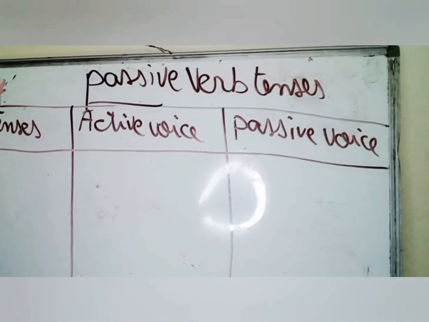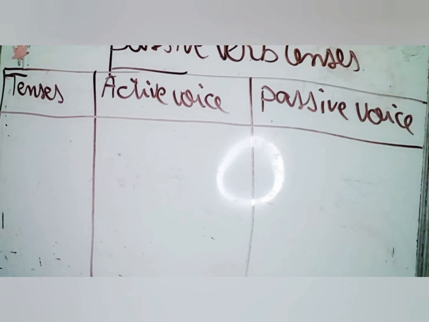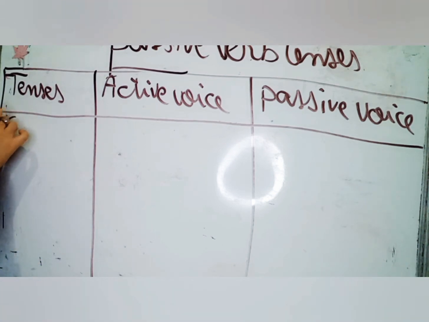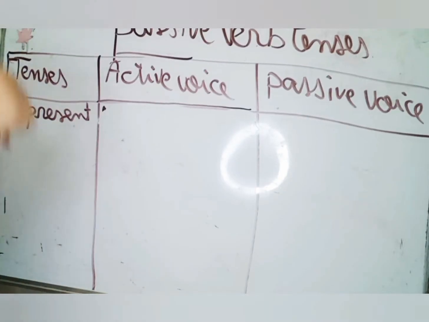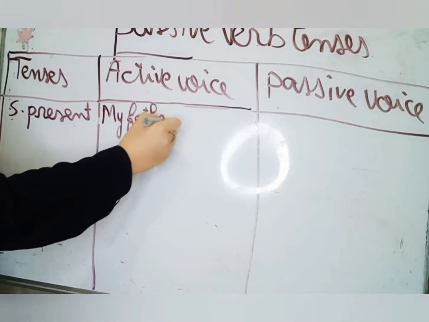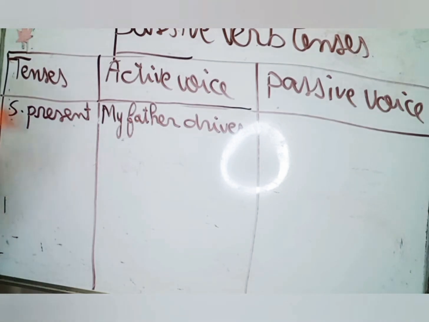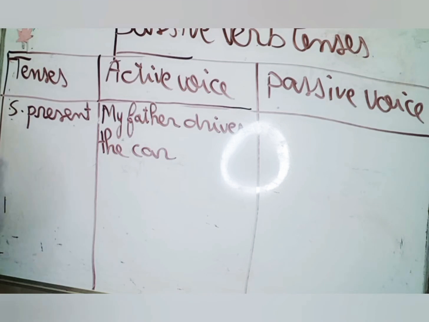The next, here what do we have? We have passive verb tenses, يعني الأزمنة اللي نصرفوهم، كيف نحولوهم من active to passive. Tenses. We start the first one with simple present. Active, for example: my father drives. We add s لأنه مصرف مع he. He drives the car, السيارة. The first thing, the verb in simple present.